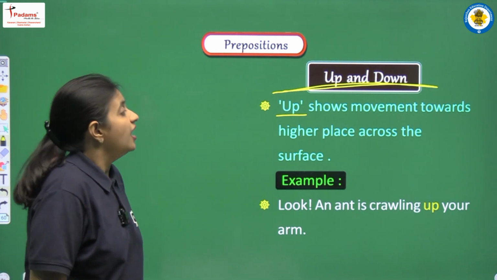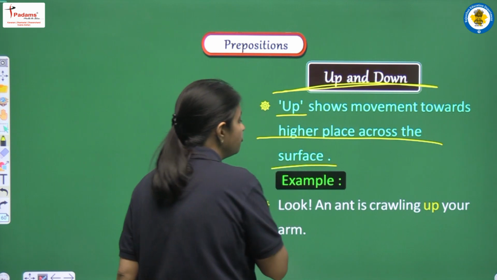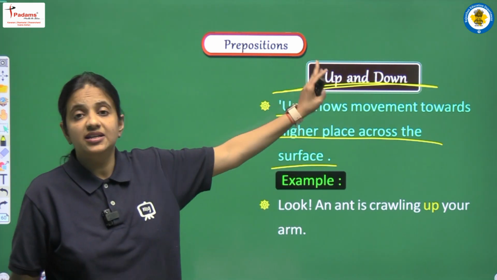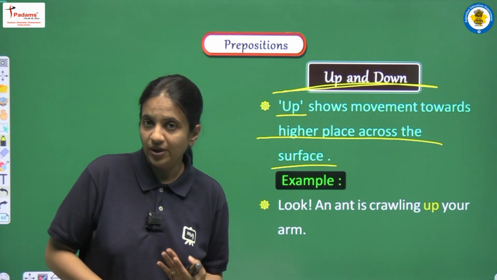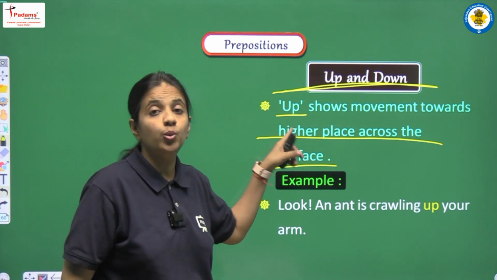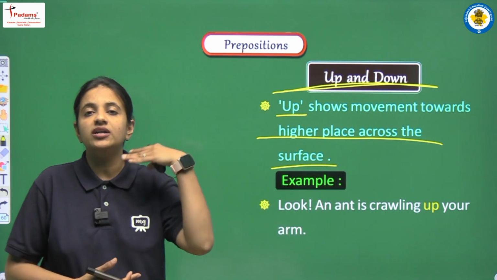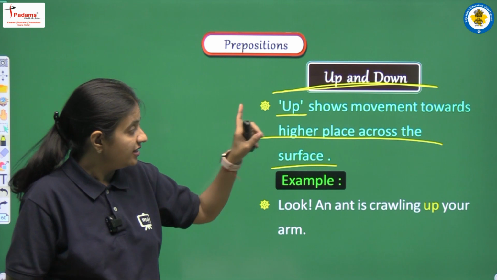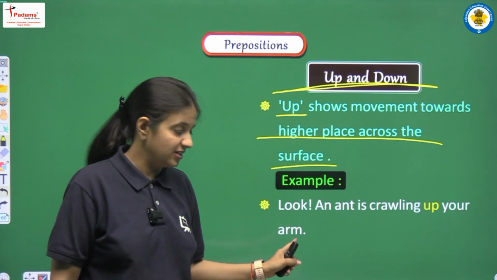So let's see. Up shows movement towards higher place across the surface. So if we are having up in a sentence, with the help of up we can show some kind of movement, and that movement will be towards a higher place. Okay, it means from lower place towards a higher place, and that movement will be across the surface. So we are having the example to clear the thing.